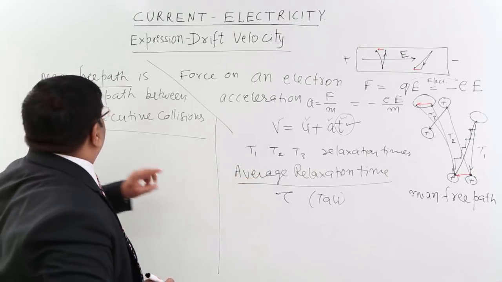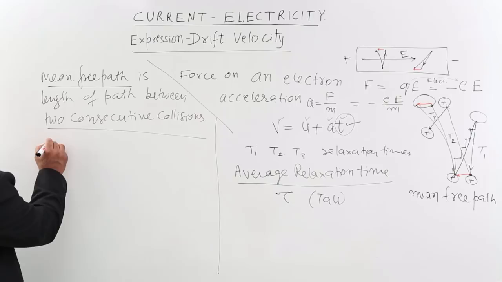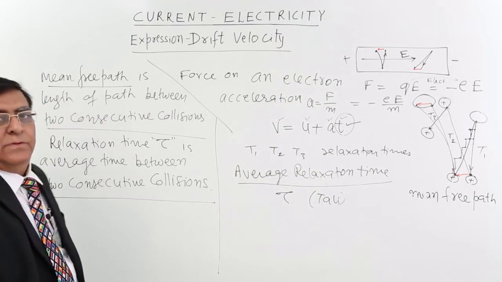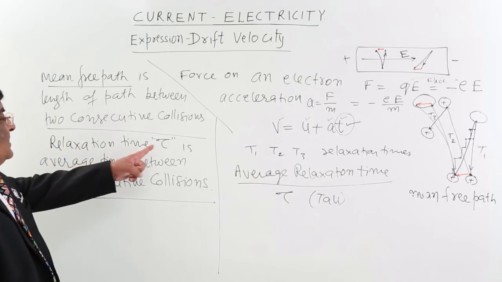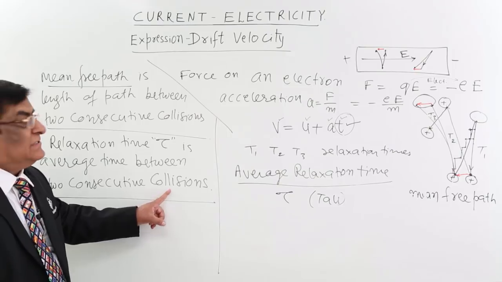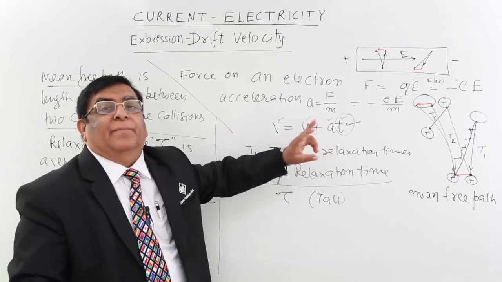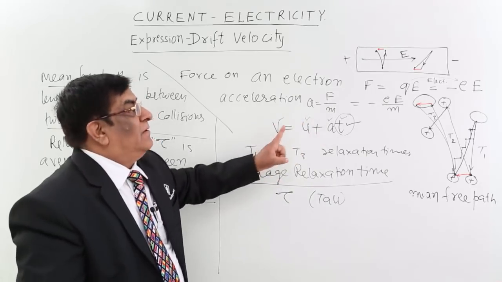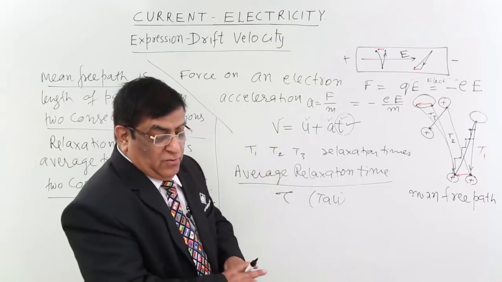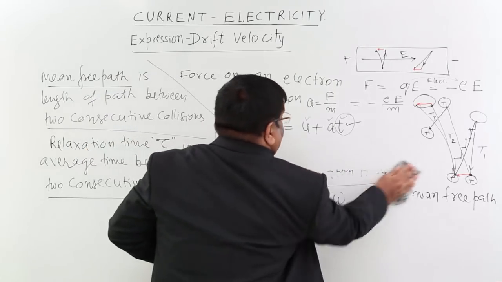Let me write the definition of relaxation time also. Relaxation time tau is the average time between two consecutive collisions, and for this time acceleration remains applicable on the electron. So now we can make an expression for the velocity of the electron.